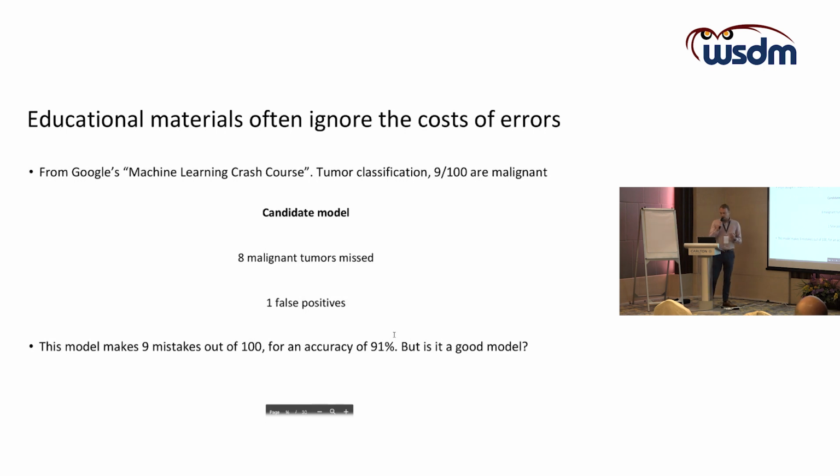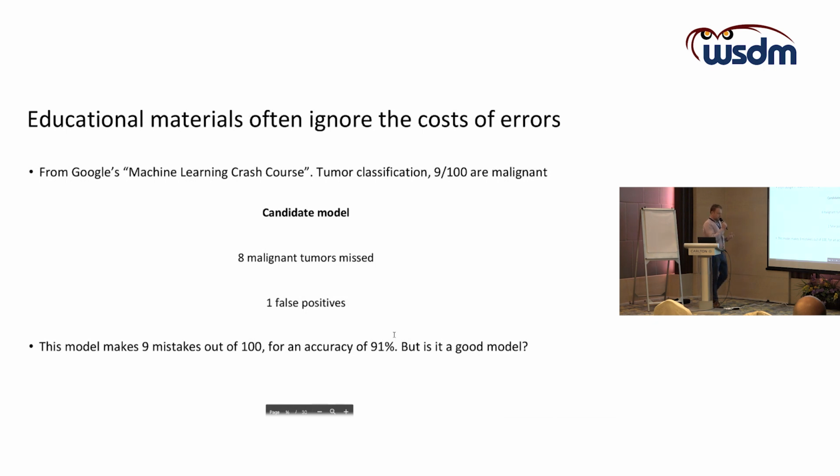So what they do is they look at a tumor classification example where there are 100 tumors to classify and 9 of them are malignant. And they have this candidate model that makes the following errors. It misses 8 malignant tumors, so it only catches 1 of them, but it also makes 1 false positive, right? Obviously 8 malignant tumors missed, that's pretty bad. That's 8 people who needed care who didn't get it. False positive is also costly. You know, someone gets scared perhaps that they do have a malignant tumor. Maybe there's some additional treatment that was unnecessary.